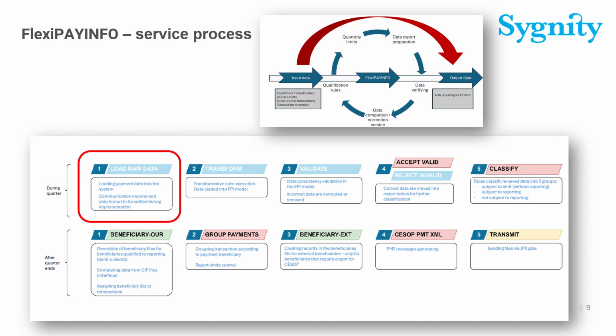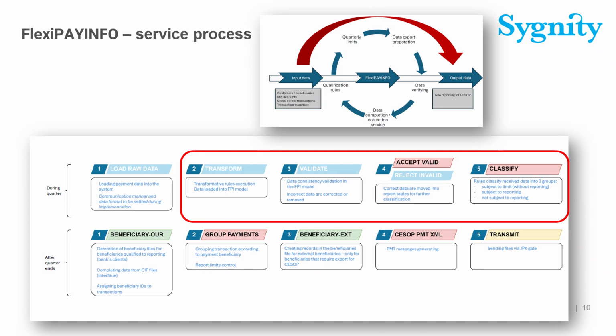Source data may be in the form required by the regulator, the so-called domain model, or the so-called free model, so in the way they are stored by bank systems like data warehouse or accounting systems. In case of the second approach, data cleaning and conversion to the domain model is performed in the system by the use of transformative rules. Data loaded, cleaned, and validated in terms of format and completeness are classified into 3 groups: transactions excluded from reporting, transactions included in the limit but not reported, transactions subject to reporting.